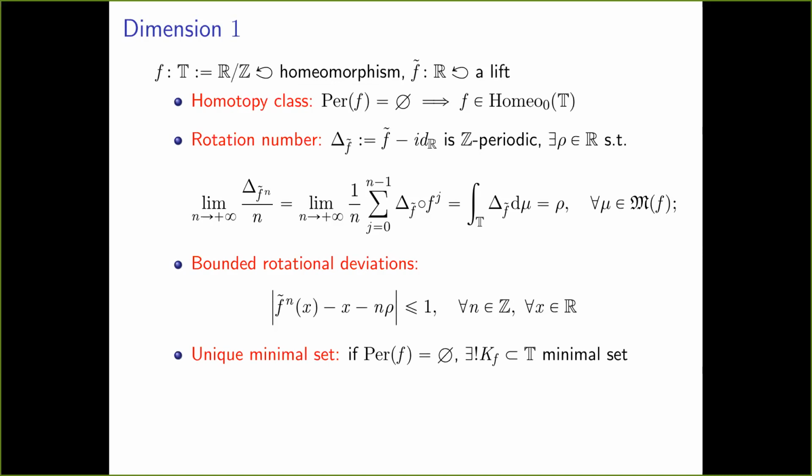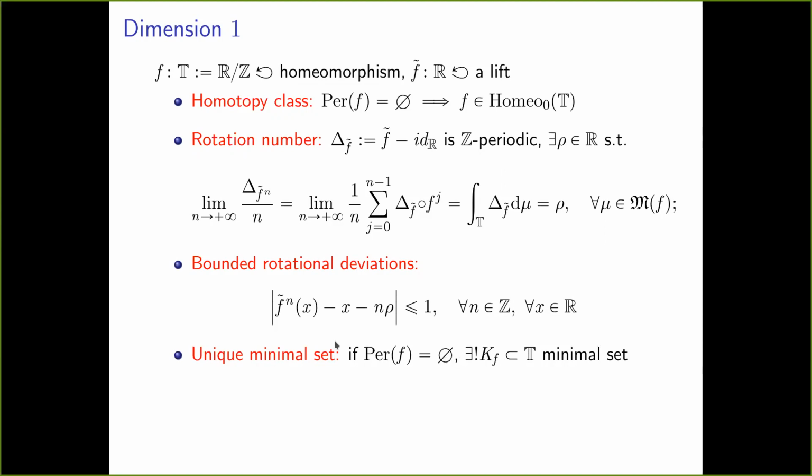Another important property for when you want to study periodic point free homeomorphisms is that you have a unique minimal set. And this implies that this minimal set is the non-wandering set and the recurrent set, and all the dynamically interesting points are contained in this set K_F.